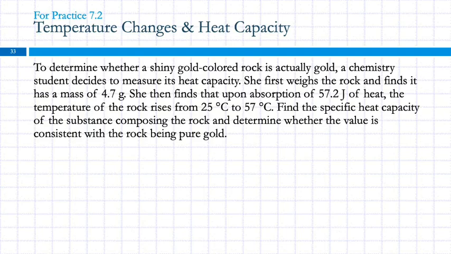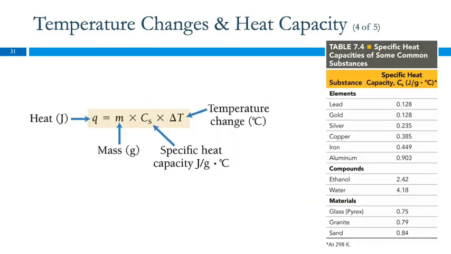I read this question and I think, well, there's a much easier way to determine whether this might be gold. How about just find the density? That would be simpler. But that wouldn't illustrate this problem, so yeah. So let's go back and look up the specific heat capacity.